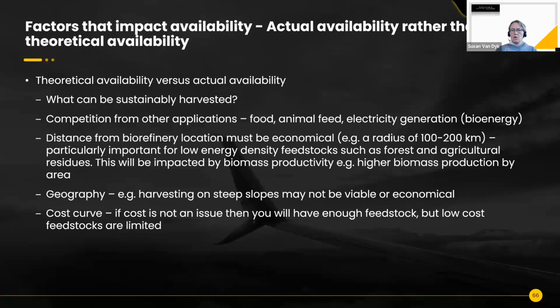So some of the factors that impact availability, for example, we have the actual availability versus the theoretical availability. We have to ask, what can be sustainably harvested? How much do we have to leave behind on the field or in the forest? What is the competition from other applications? Generally, you would exclude feedstocks that are already used for other applications. We also have to look at the distance from the refinery, 100, 150, maybe 200 kilometers.